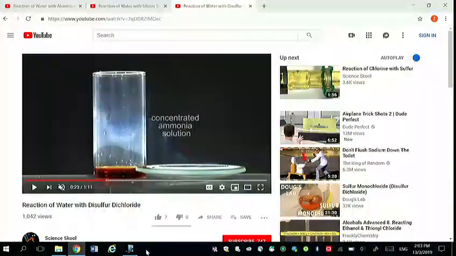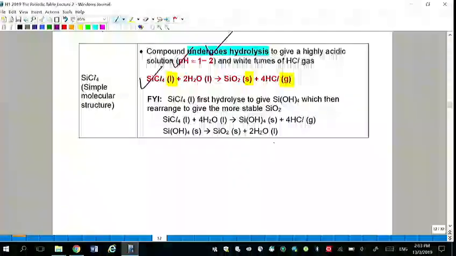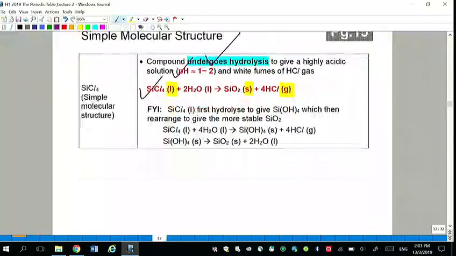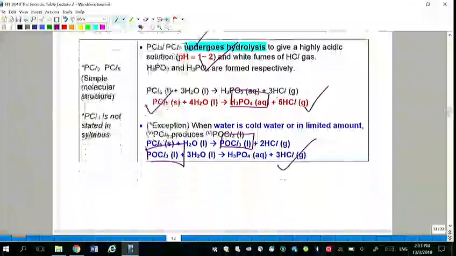So generally, the trend that you see is that simple molecular structure chlorides will react with water. The process is called hydrolysis. It will produce HCl, so one of your products will be HCl in gaseous state. Please remember that.